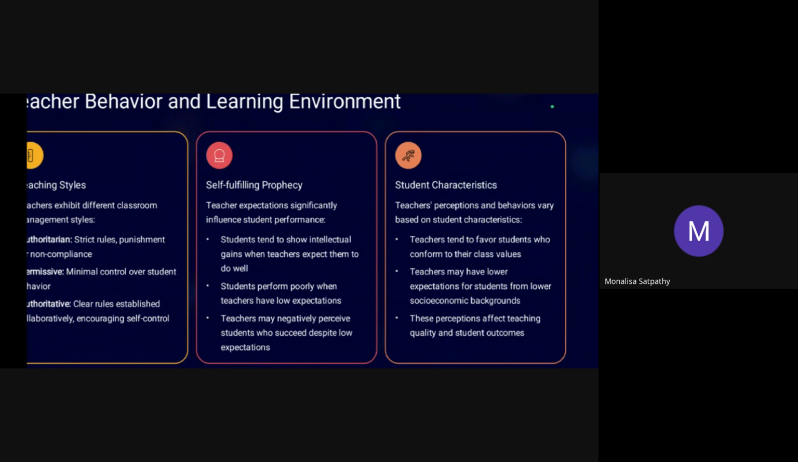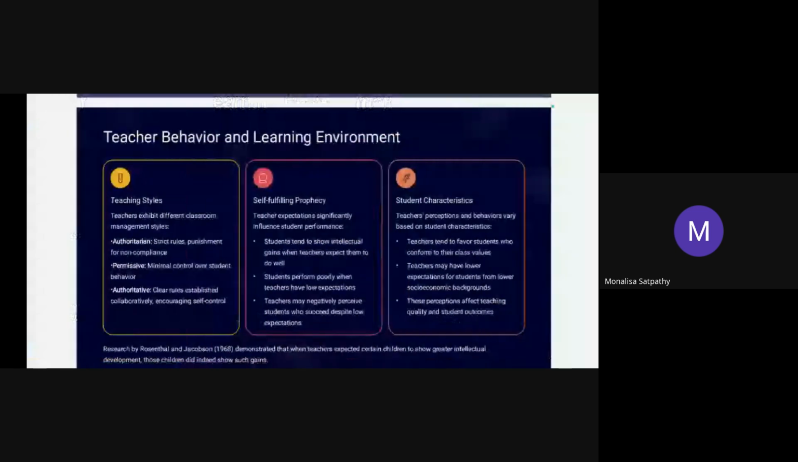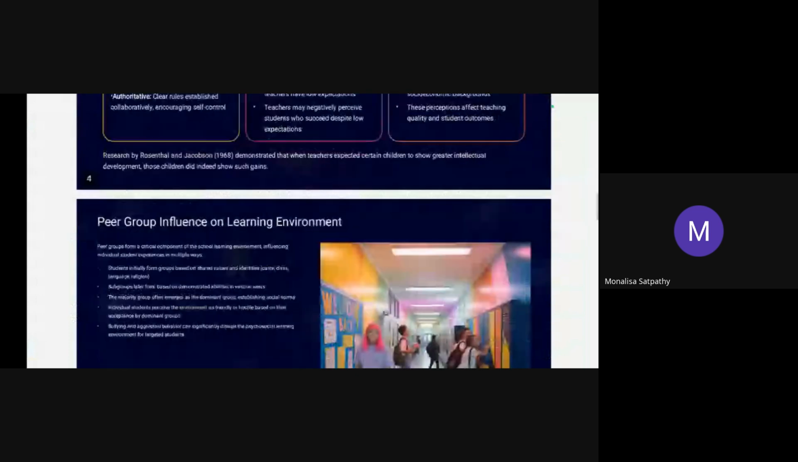Our teacher's perception regarding the student, if a student comes from a good background, then the teacher's expectation will be more from them. If a student comes from low socio-economic status, the expectation of the teacher from that student may be low. So that affects the process of learning. So we can say teacher's behavior plays a very crucial role in the process of learning of students.